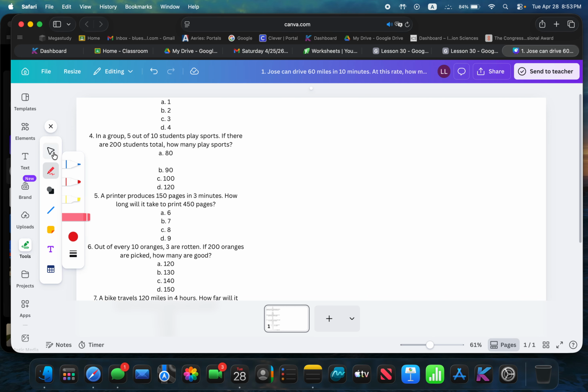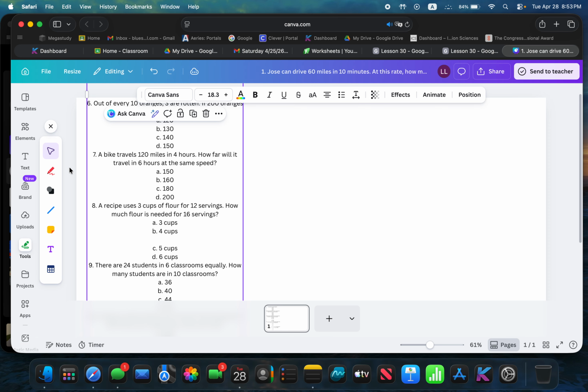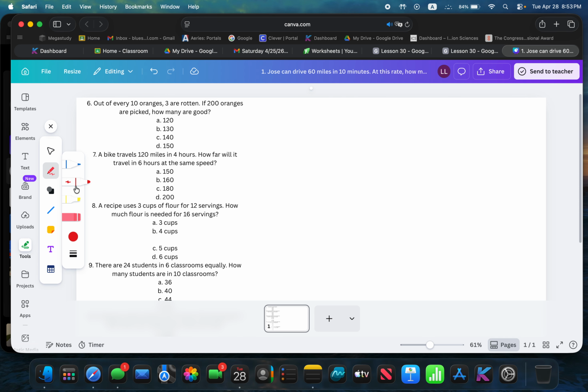A bike travels 120 miles in 4 hours. How far will it travel in 6 hours at the same speed? Okay, this one we don't really need to set proportions because it's a lot simpler if you just divide it this way. So in 1 hour we get 30 miles, and 6 times 30 is 180, C.